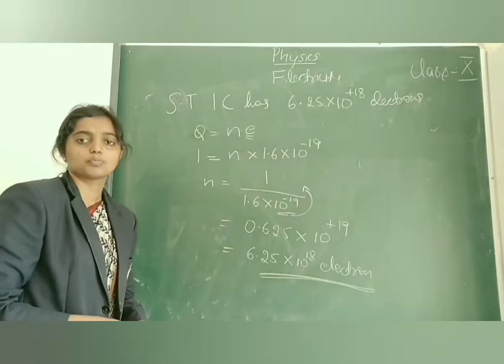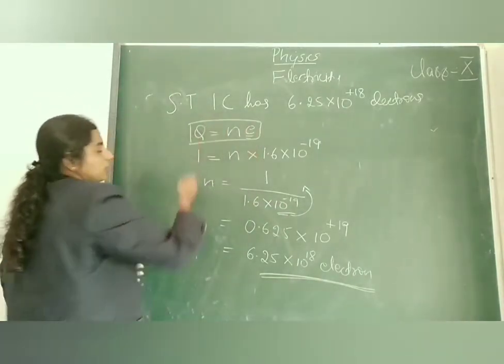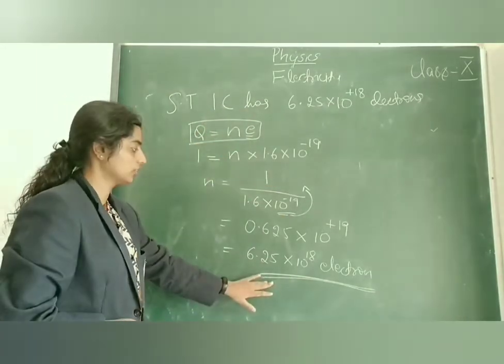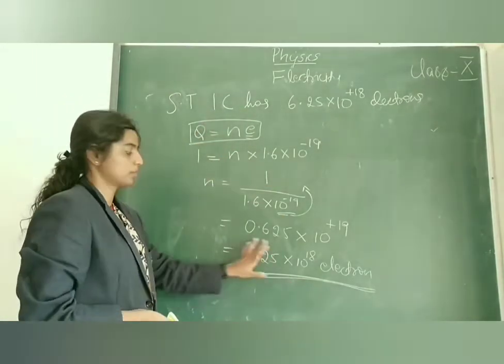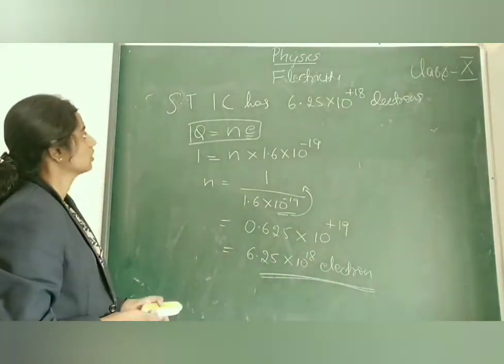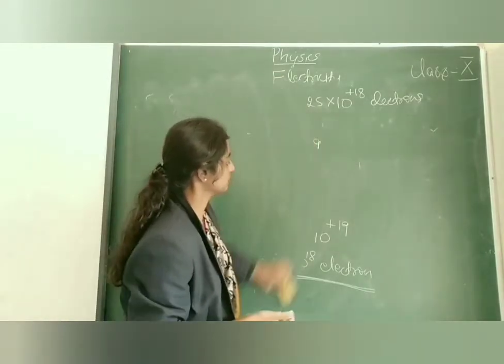If they ask us to prove or show that, use this formula and do it. If not, usually they will ask what is the value of 1 coulomb. All you need to write is this number, 6.25 into 10 to the power 18 electrons. Now we will see what is current.